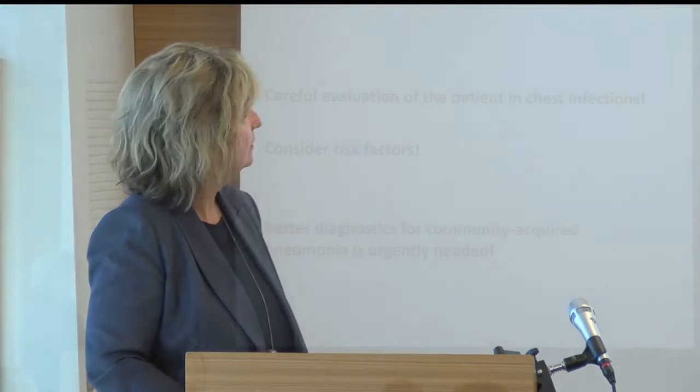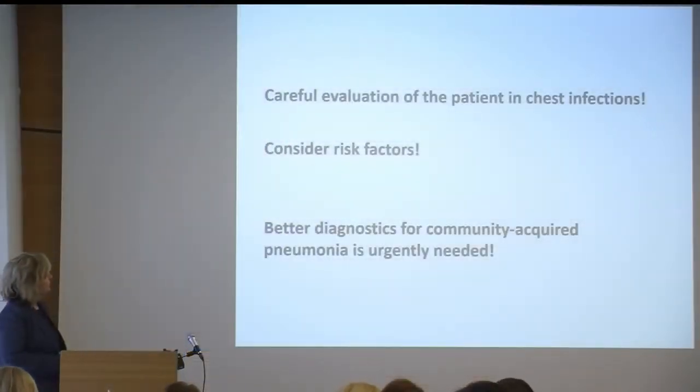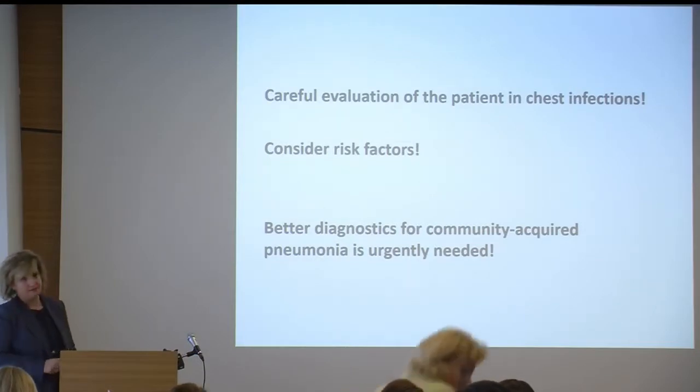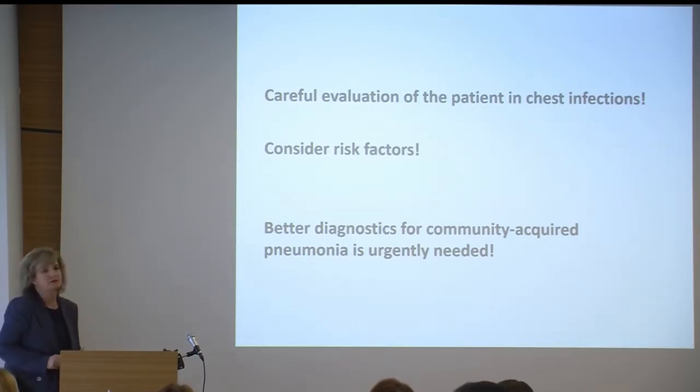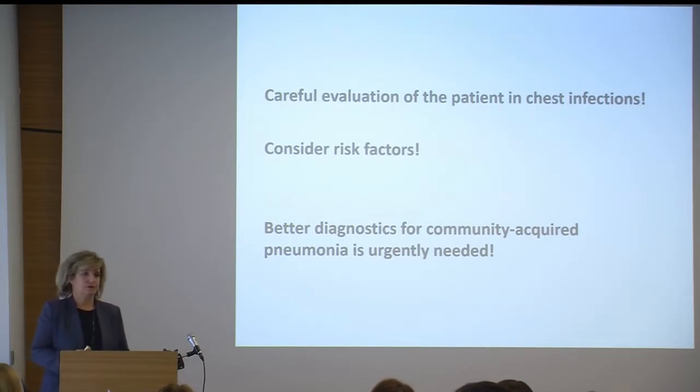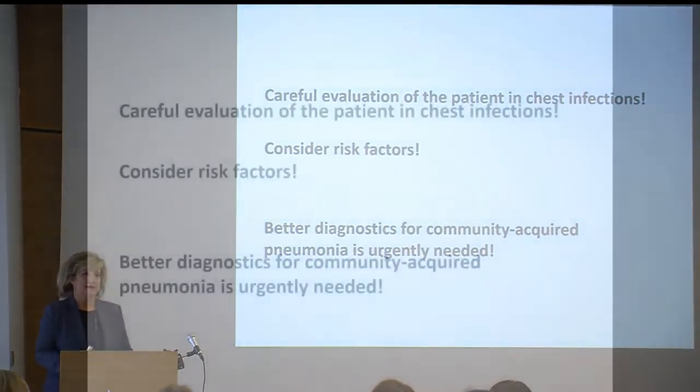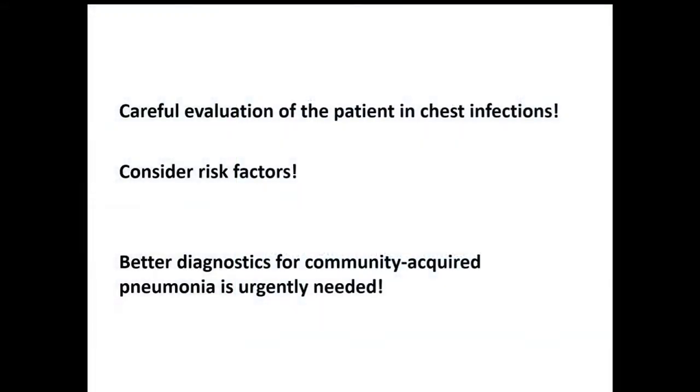And what can we say? We have to carefully evaluate the patient with chest infection, look for pneumonia, consider risk factors, and what we need is better diagnostics for community-acquired pneumonia. If we had better diagnostics, we would certainly have an opportunity to decrease the use of antibiotics in outpatients and also in inpatients sometimes, in the domain where the most mistakes in antimicrobial prescribing are made. So this is about acute respiratory, presumably viral infections.